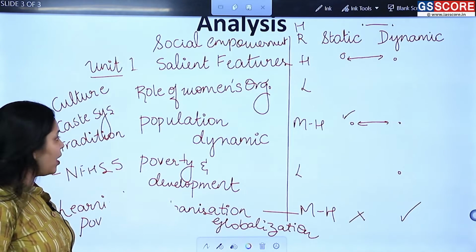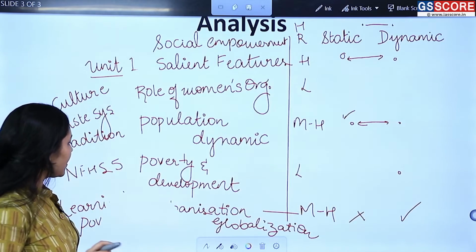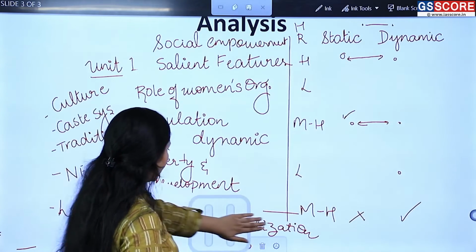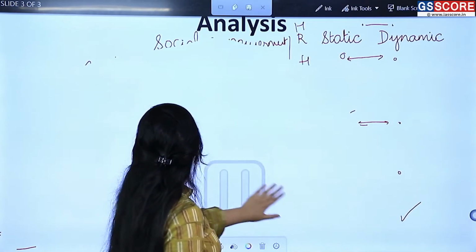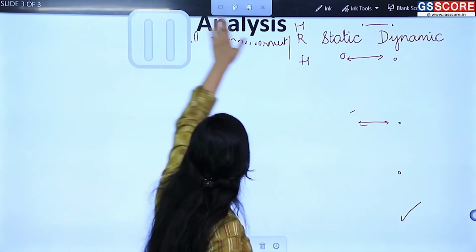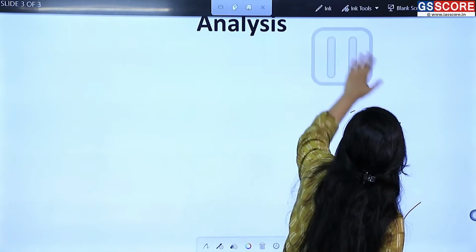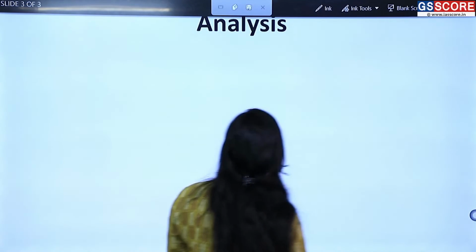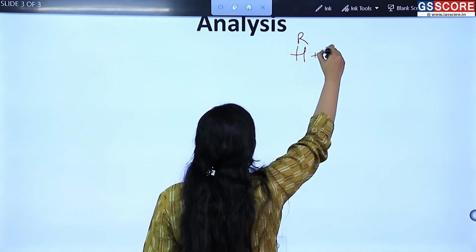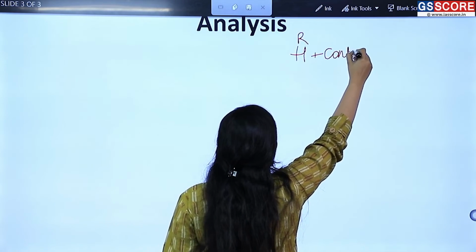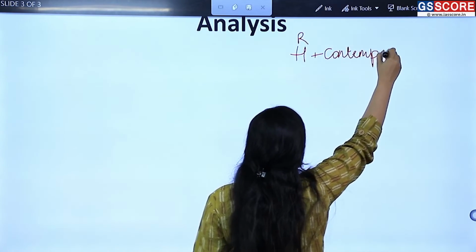And lastly, we look at communalism and secularism. So far, the questions that have been asked from secularism, communalism and regionalism have been low, but the relevance is high, keeping in mind the contemporary changes in this regard.